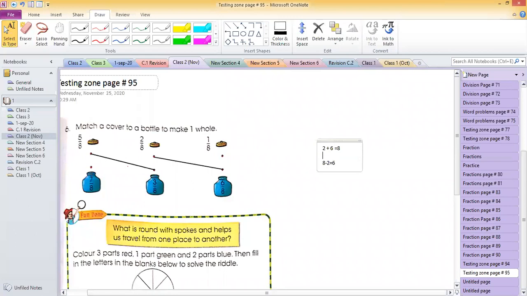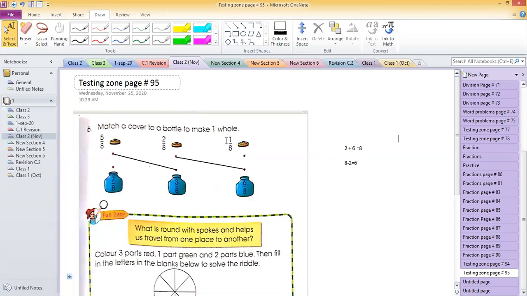I'll help you. Okay. Now, guys, this is 1/8. So if you want to make one whole, because there is 8, that means you need 8 in the numerator also. So 1 plus what equals 8? Yes, guys, 1 plus what equals 8?